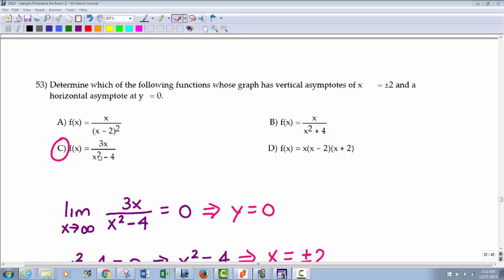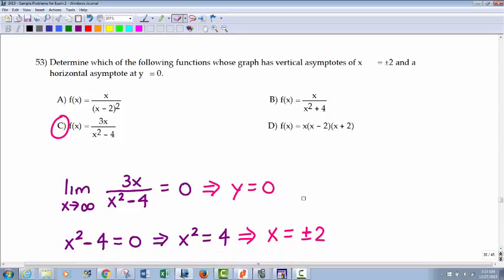Now, the only one that satisfies this right off the bat is C, because of the x squared minus 4, and there's no common factor on top. So those will be the vertical asymptotes. I really didn't need this next part, but the y equals 0 comes from the fact that we learned back in the first part with limits that the limit as x goes to infinity equals 0. That gives you the horizontal asymptote y equals 0, so clearly that function would satisfy those properties.